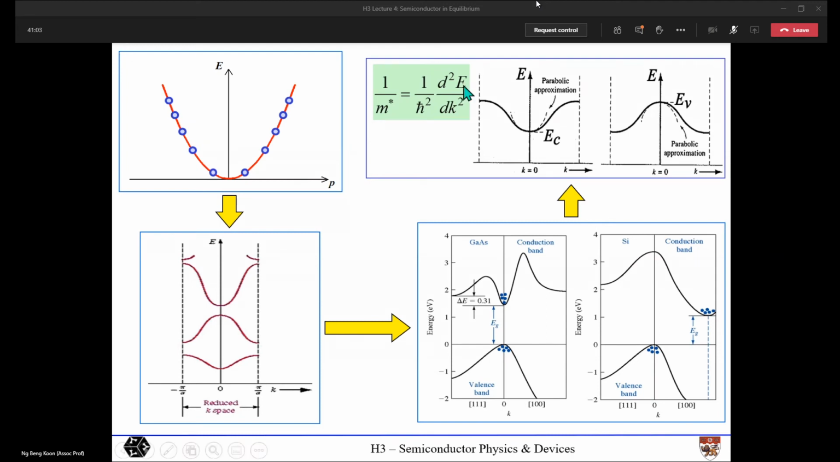It turns out that because the edges of your conduction and valence band are approximately parabolic, we can use the classical descriptions of mass. If you differentiate the energy against the momentum curve twice, that curvature quantity relates to the mass of your particle. In a classical sense, if you have this parabolic curve and you differentiate twice, the curvature value you get is related to the mass of the particle.